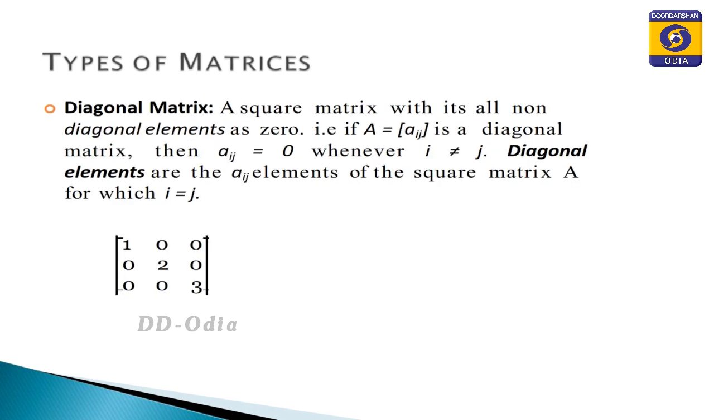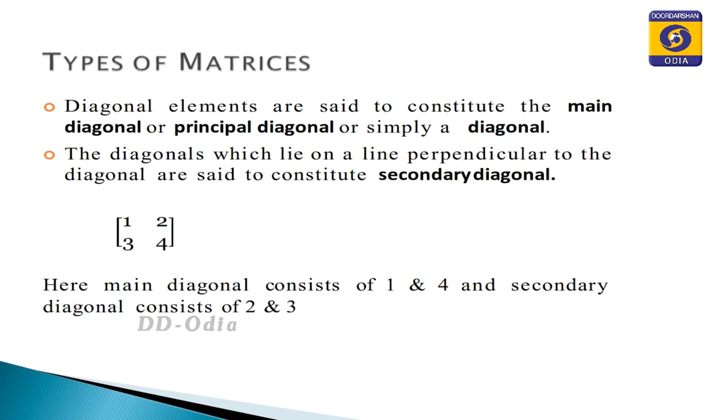Next, what is a diagonal matrix? A square matrix with all its leading diagonal elements non-zero and other elements 0 is said to be a diagonal matrix. This is a square matrix. The leading diagonal means from the top left to the bottom right; this diagonal is known as the leading or principal diagonal. The other diagonal is known as the secondary diagonal. Here is example 1, 2, 3, 4, where the main diagonal elements are 1, 4 and the secondary diagonal elements are 2, 3.